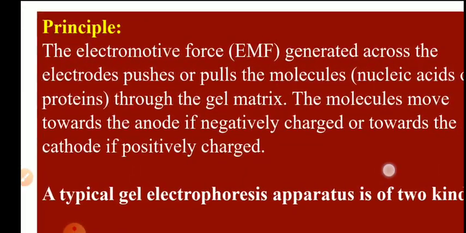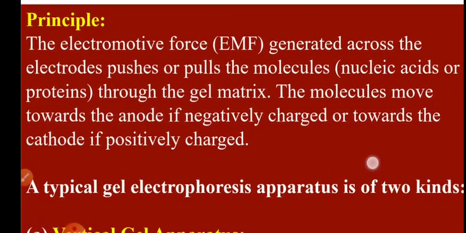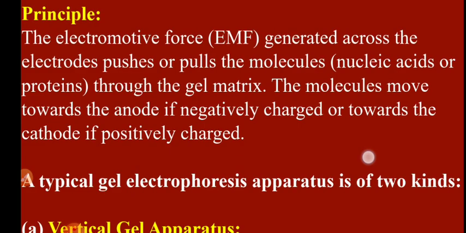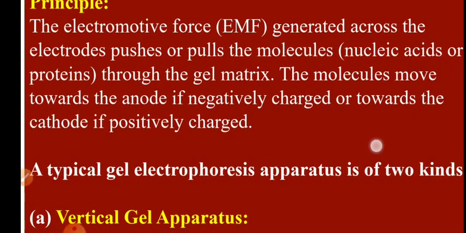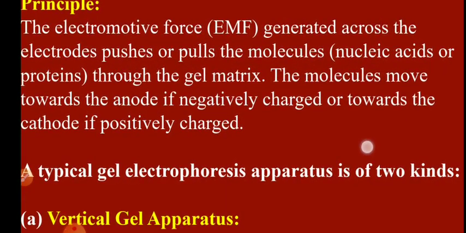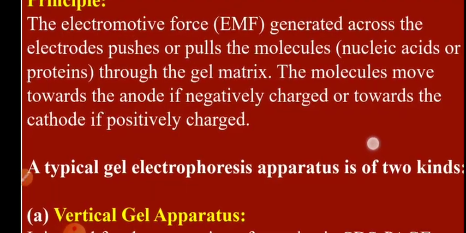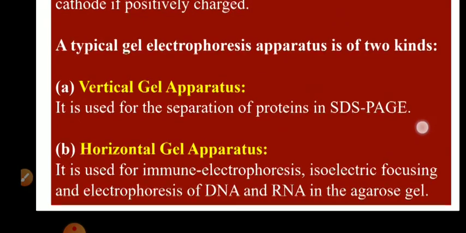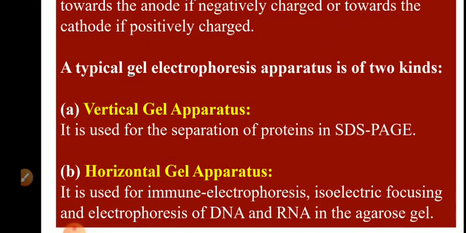What is the principle? The electromotive force generated across the electrodes pushes or pulls the molecule, that is nucleic acid or protein, through the gel matrix. The molecule moves towards the anode if it is negatively charged, or if it is positively charged, it will move towards the cathode.